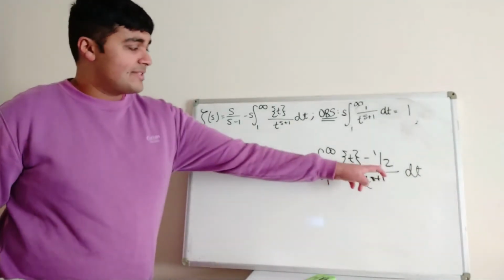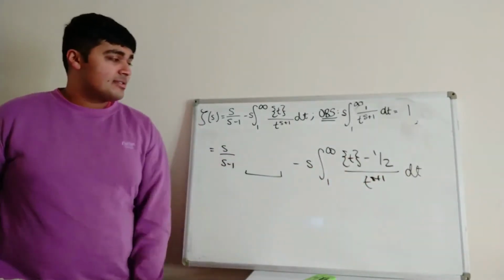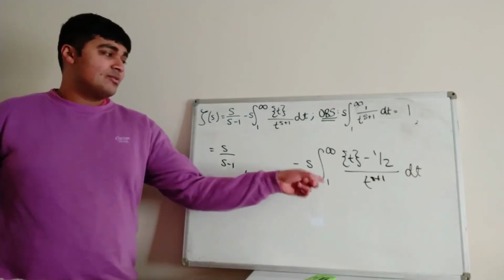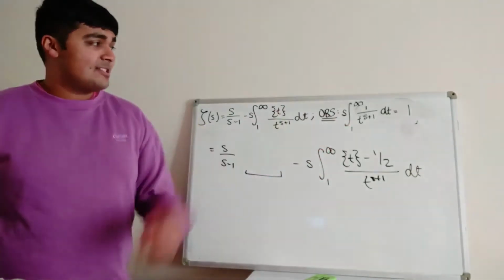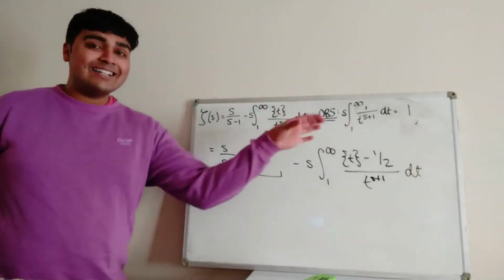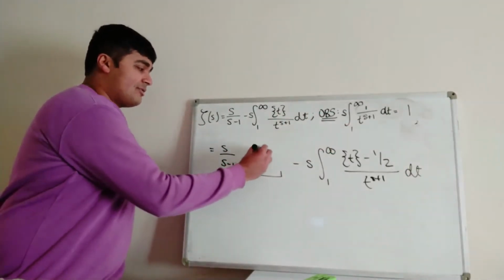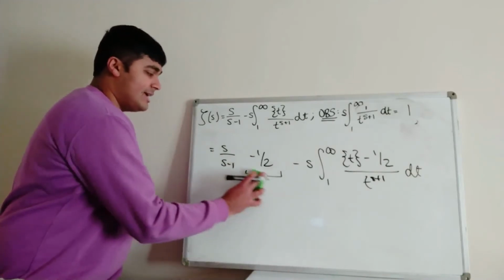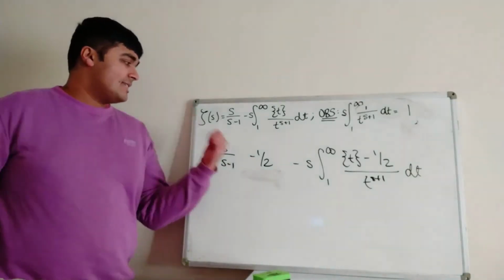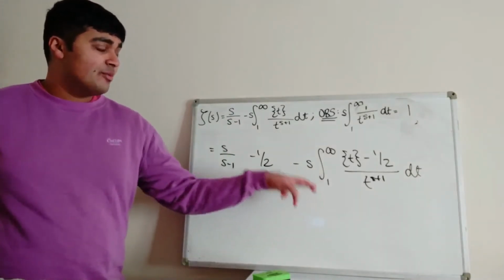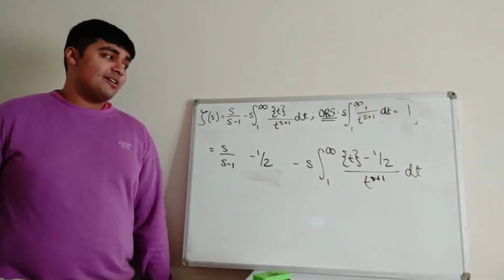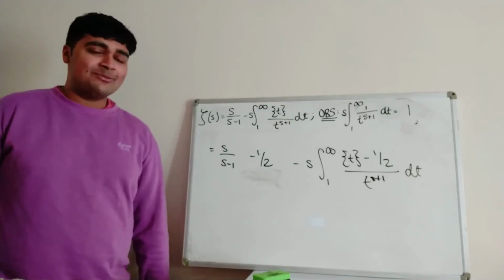So what have we done? Well, we've essentially added on a half times s times the integral from 1 to infinity of 1 over t to the s plus 1 dt, but from this thing here, that's just going to be equal to a half. So we've added on a half, so we've got to subtract off that half, which I'll do here. Okay, so zeta of s is s over s minus 1 minus a half minus s times the integral from 1 to infinity of the fractional part of t minus half all over t to the s plus 1 dt.